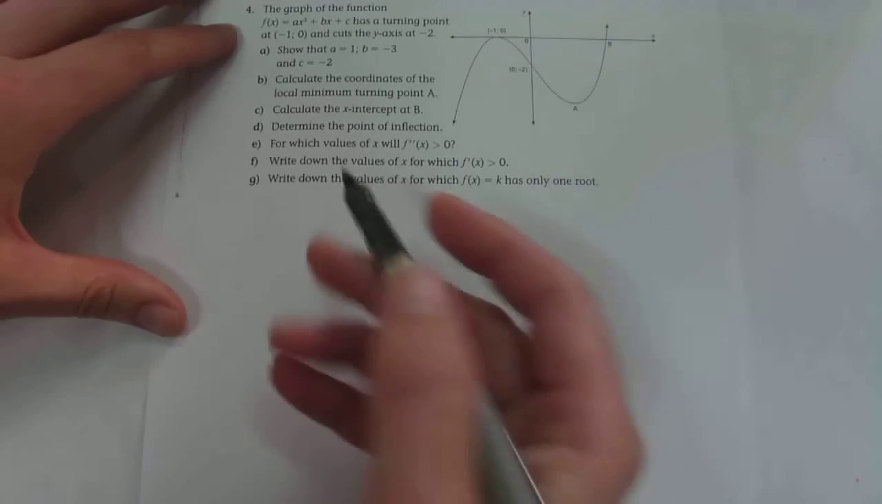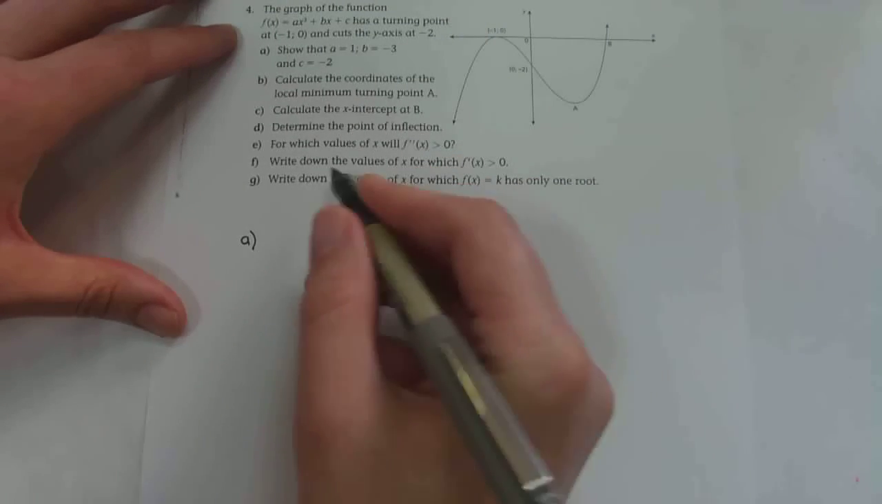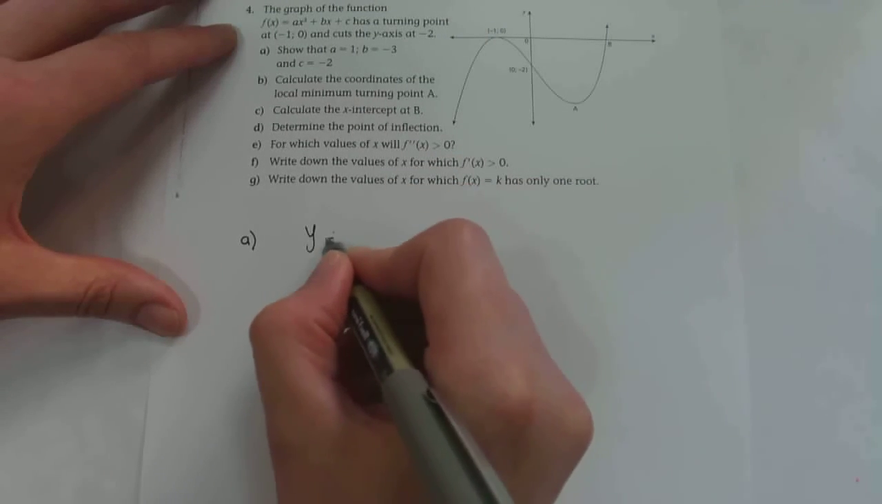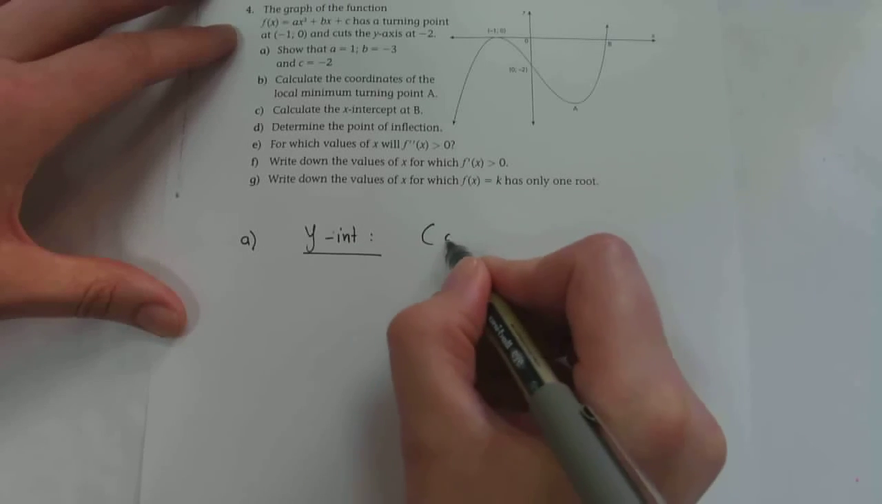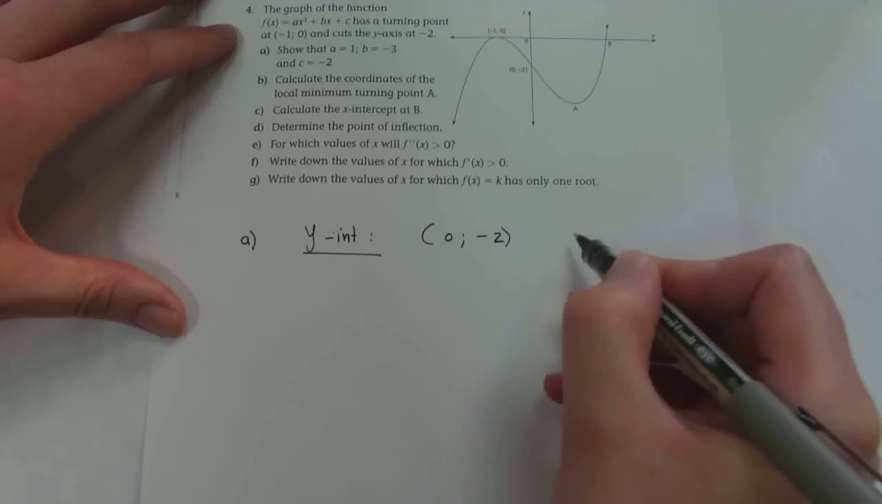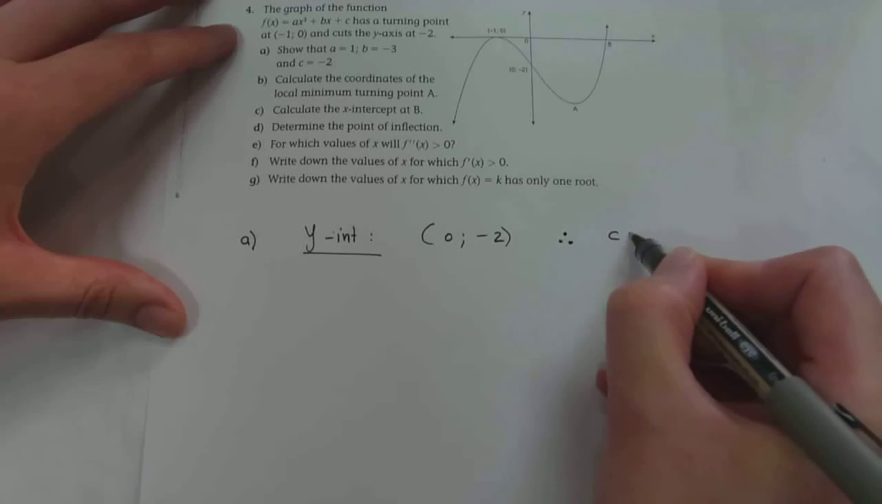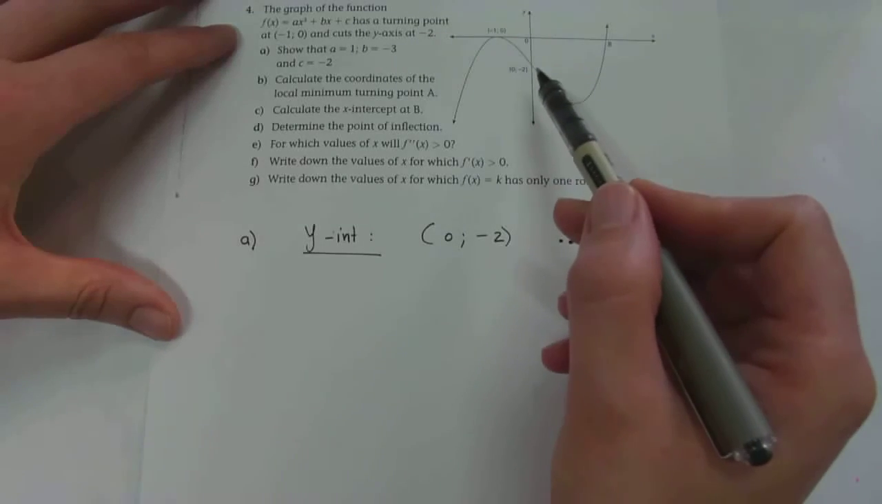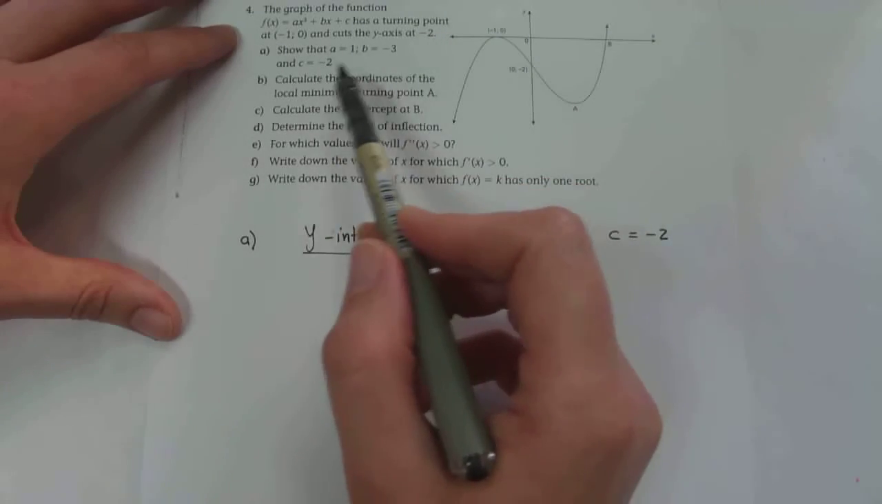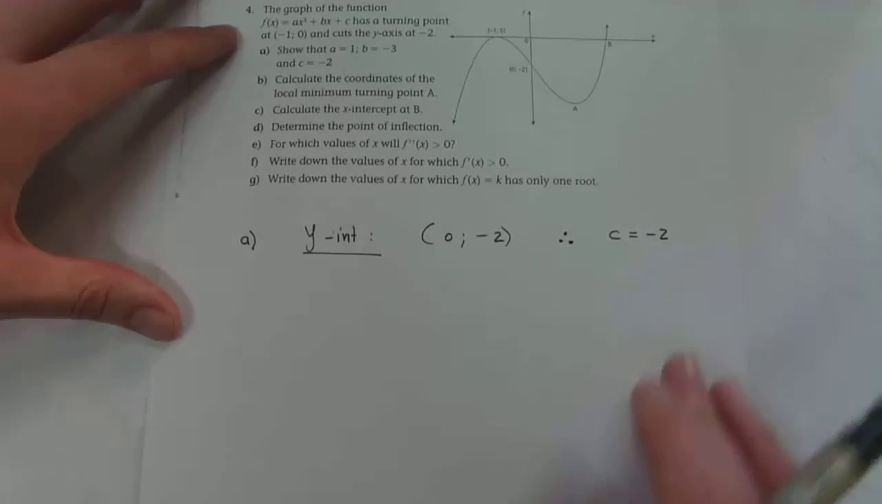So we're going to start off by saying for a, the y-intercept of this particular graph is the point (0; -2). Therefore, c is equal to -2. So I'm not using this, I'm using the information on the graph. And that's what I mean with don't use these given values, use the information on the graph.